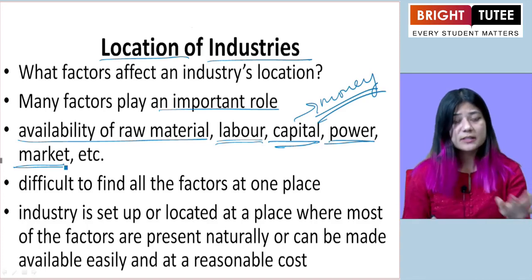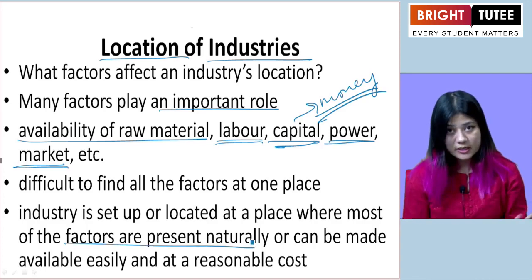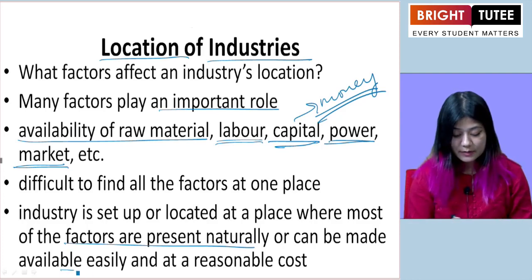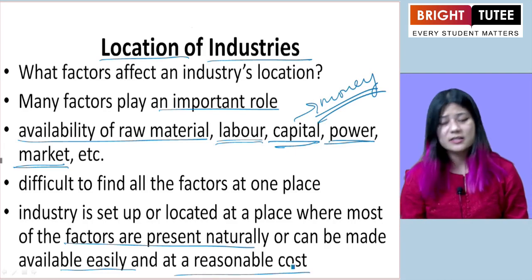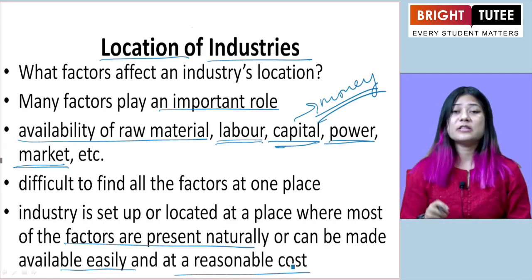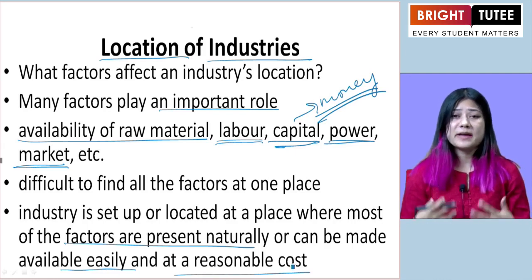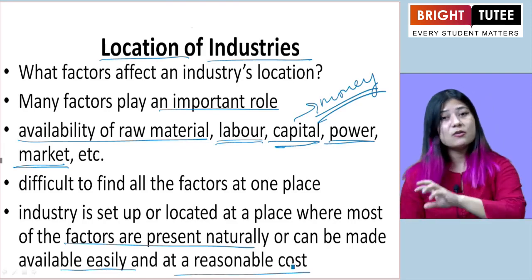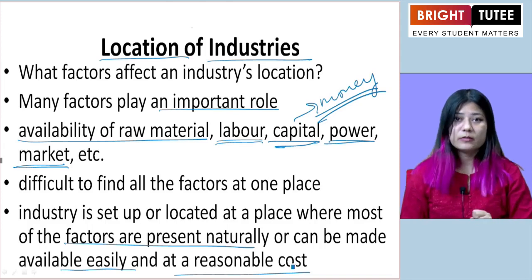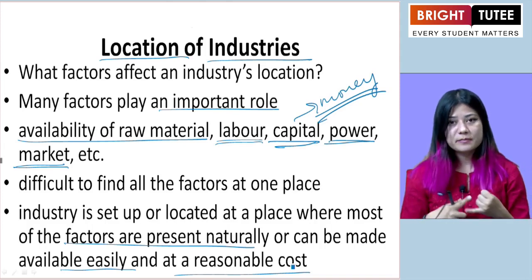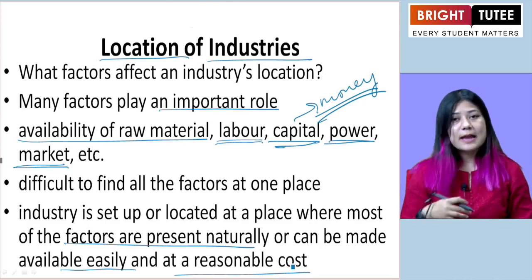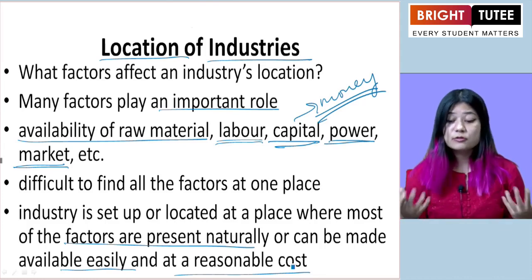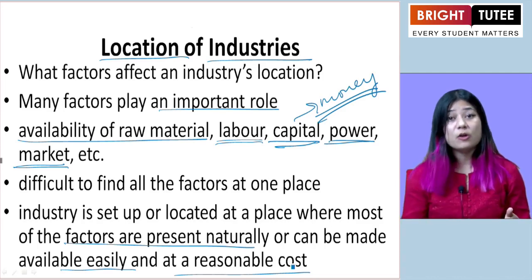Okay. But despite having said that, normally industries are set up or established at a place where most of these factors are present naturally, or if not present, then they can be made easily available at a reasonable cost. They need not spend a huge amount of money making sure that all these factors are available. They try very hard to make sure that some of them are available, and if not available, then they can be available at a reasonable cost. Then it is good for the industries. Otherwise, they go into loss.